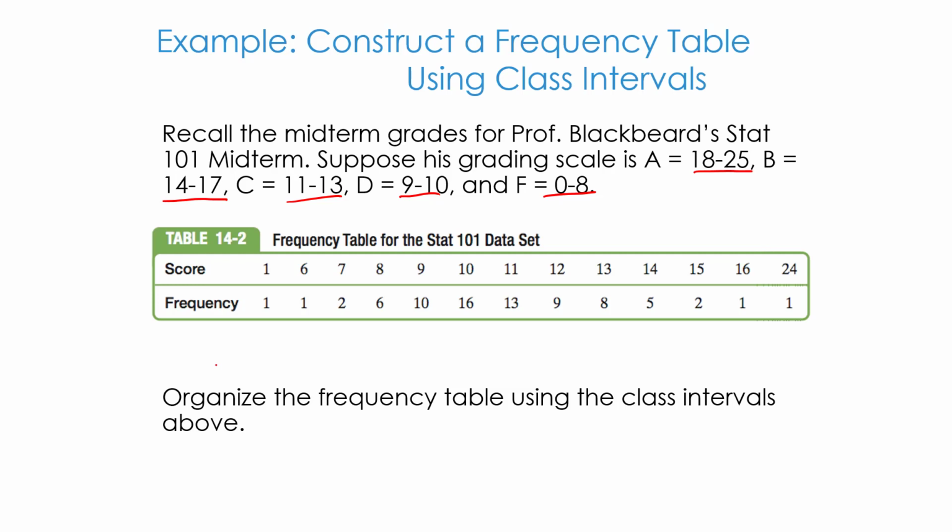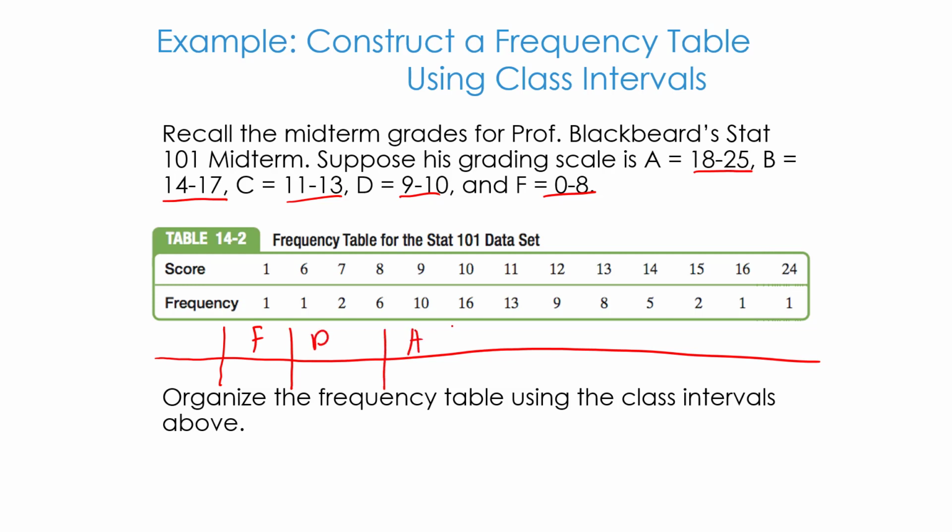And so now, instead of a score, we want to use these categories. And the categories are, well, let me start there. Let's start F, D, C, B, and A, right? And so everything between 0 and 8 is an F. And so that includes all of these right here. And so we have 4 Fs.